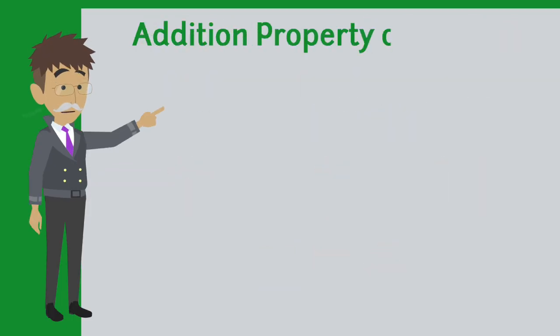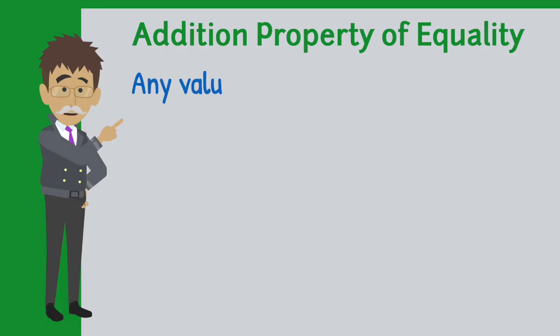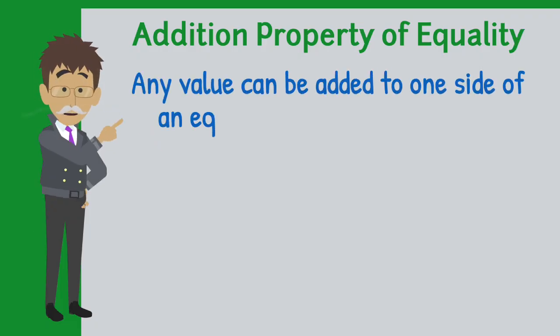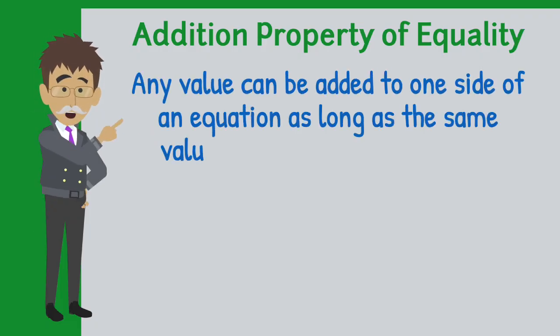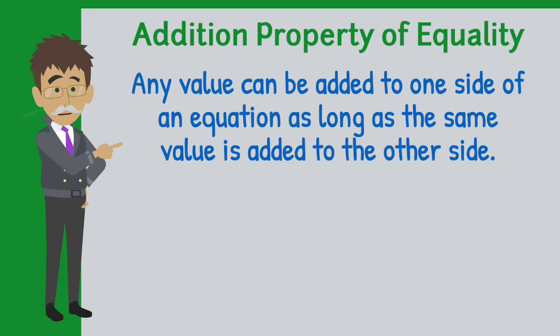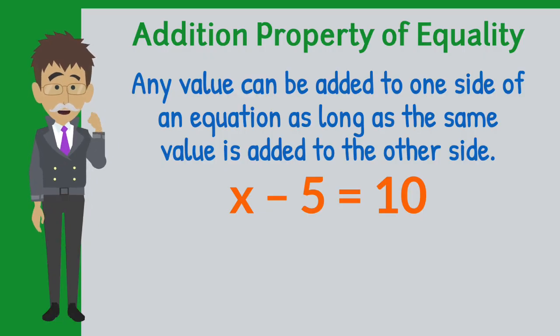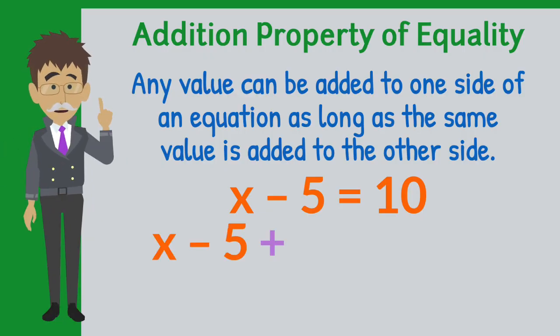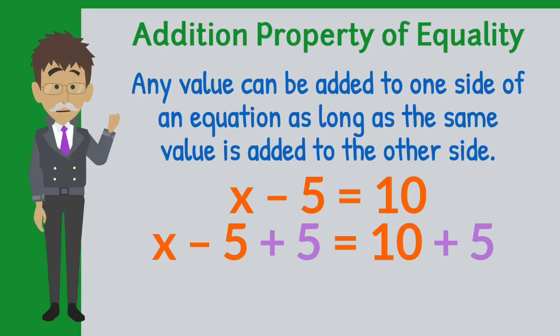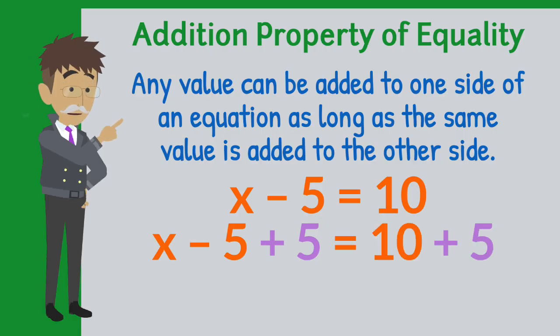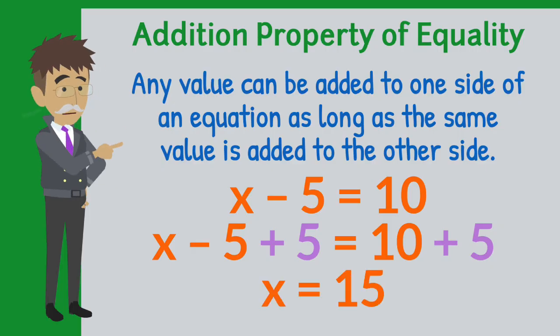Addition property of equality. Any value can be added to one side of an equation as long as the same value is added to the other side. For example, take the equation x minus 5 equals 10. We can add 5 to both sides of the equation to get x minus 5 plus 5 equals 10 plus 5. Simplifying isolates the variable x, giving us x equals 15.